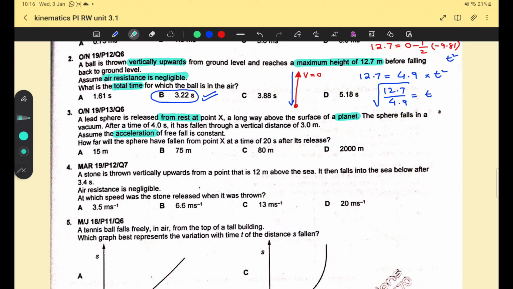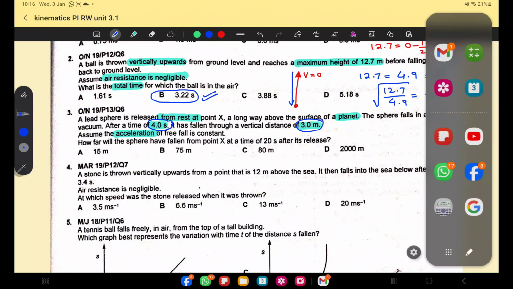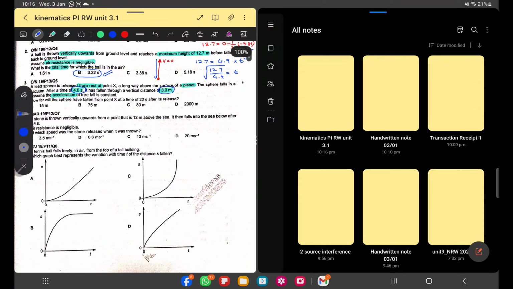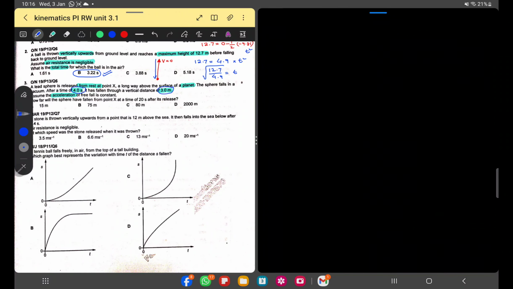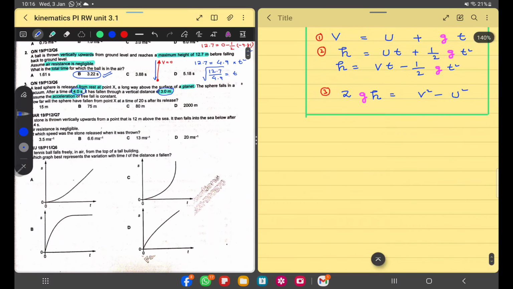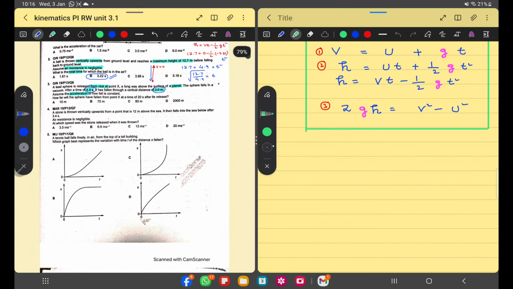So the question is, after 4 seconds, the lead sphere has covered a distance of 3 meter. We are given two variables, time and height. Yes beta Afra, if you are given time and height, which equation should we use? Second equation of motion. Yes, you are right. We should use the second equation of motion, and it is question number 3 which I am solving here.